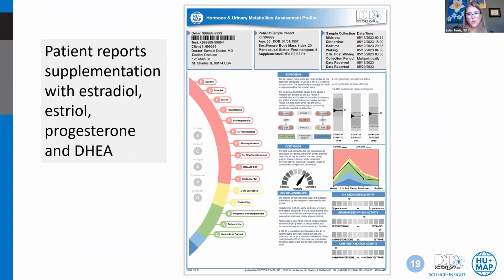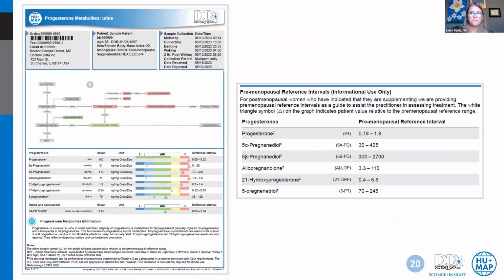When postmenopausal women report hormone supplementation, your report will look a little different. Now, you can see that this patient reports supplementing with bioidentical progesterone and DHEA. There are no established supplementation ranges in urinary metabolite testing. In postmenopausal women, hormone supplementation often results in hormone levels falling above the reference interval.